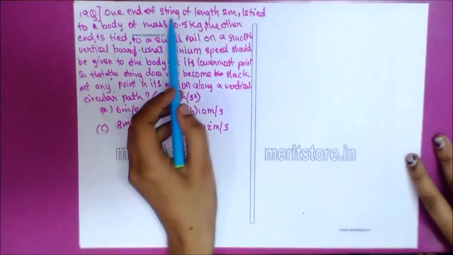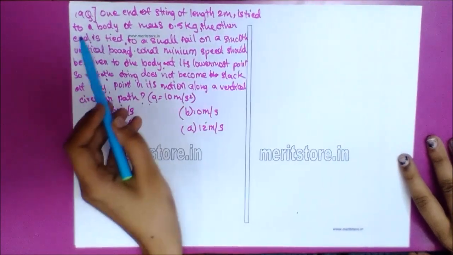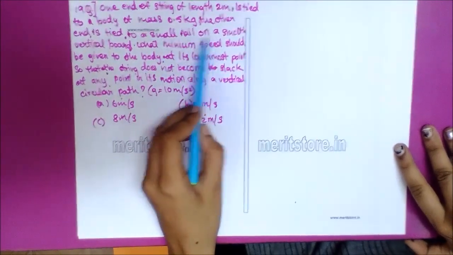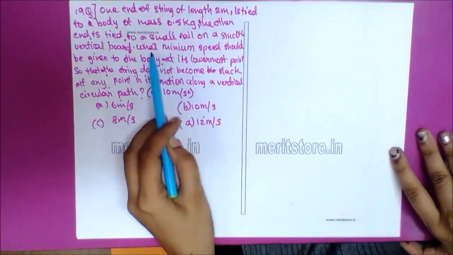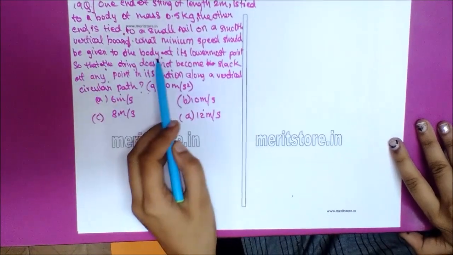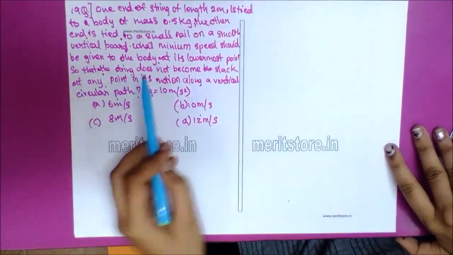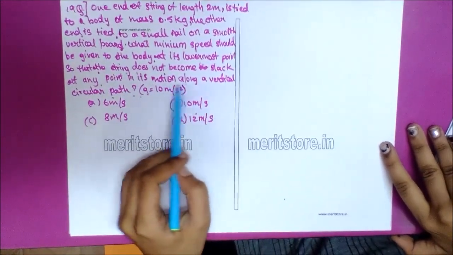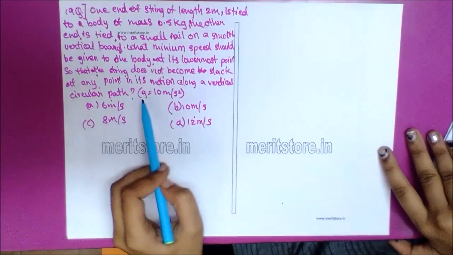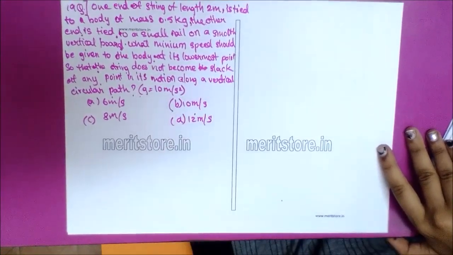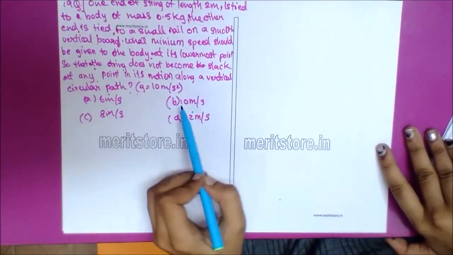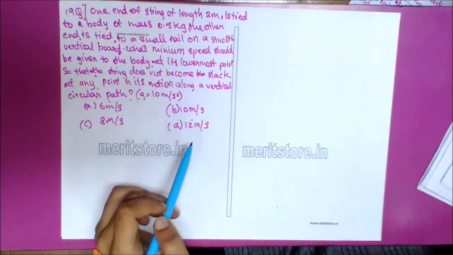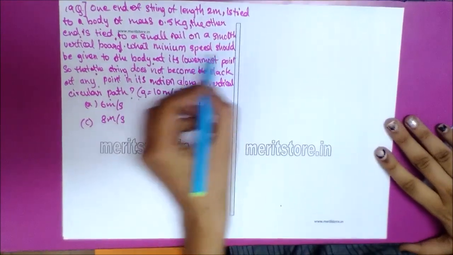Question 19. One end of a string of length 2 meters is tied to a body of mass 0.5 kg. The other end is tied to a small nail on a smooth vertical board. What minimum speed should be given to the body at its lowermost point so that the string does not become slack at any point in its motion along the vertical circular path? We have to take g as 10 meters per second squared. Option A 6 meters per second, option B 10 meters per second, option C 8 meters per second, option D 12 meters per second. So over here we have to find the minimum speed.